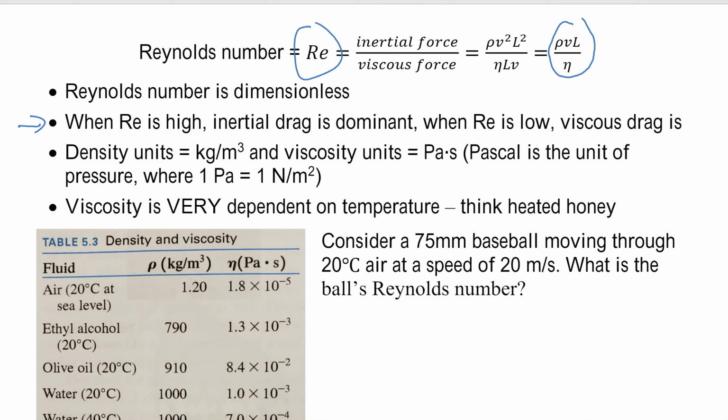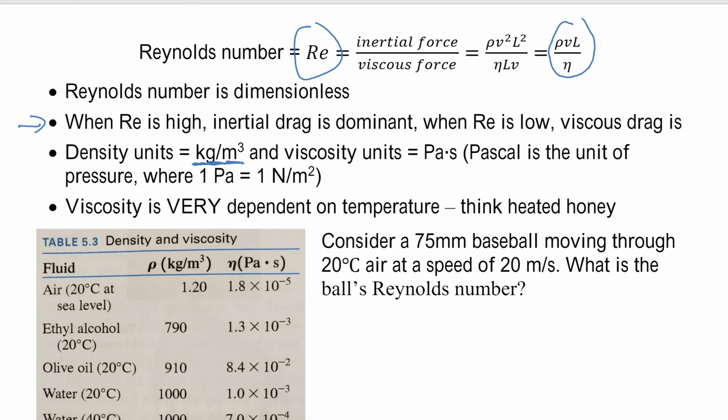When the Reynolds number is low, then the viscous drag is more dominant. So the fluid is holding up that object more than the object is able to push the fluid out of the way. The density units: density is kilograms per meter cubed.